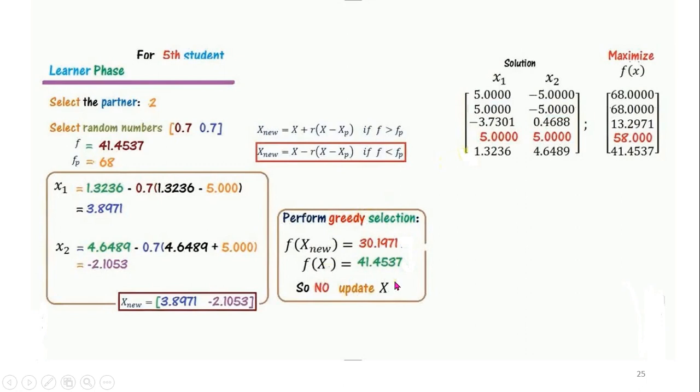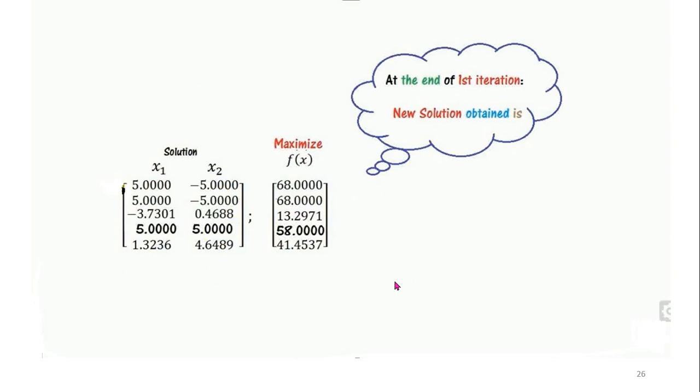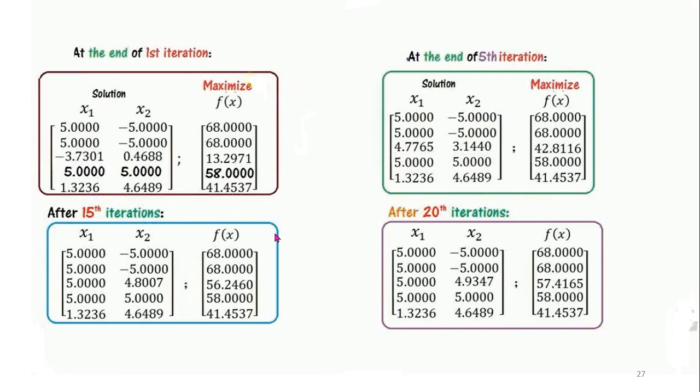So at the end of this iteration, the new solution obtained is this. At the end of the first iteration, I will get this solution, and at the end of the fifth iteration I will get this solution, and after the 15th iteration I will get this solution, and after the 20th iteration we will get this solution. If you want to perform more, you can set a larger number of iterations, then you will get better and better solutions. So this is the sample working of the TLBO algorithm.